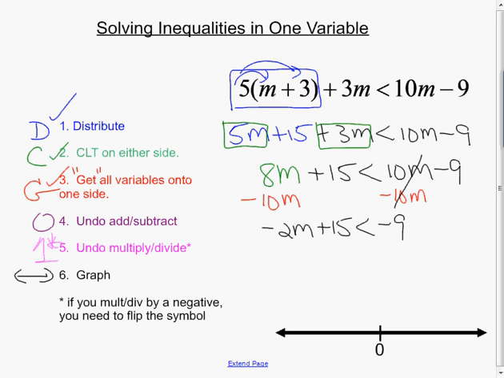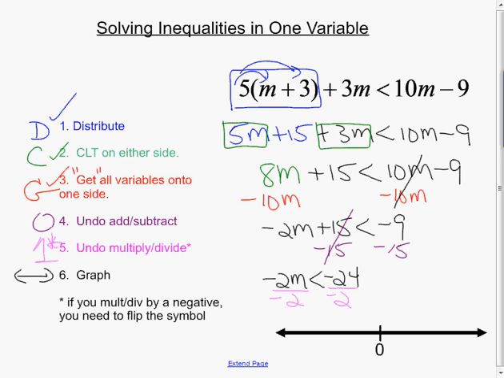Now I'm going to undo my adds and subtracts, which is this 0 step, and you'll see why in a second. Because when I have this plus 15 and I do minus 15 on both sides, it makes a 0, 15 minus 15. So I bring down the result, which is negative 2m is less than negative 24. And now here I'm going to undo my multiplies and divides. And I notice that I'm multiplying by negative 2 to the variable m. So I'm going to undo that with dividing by negative 2.